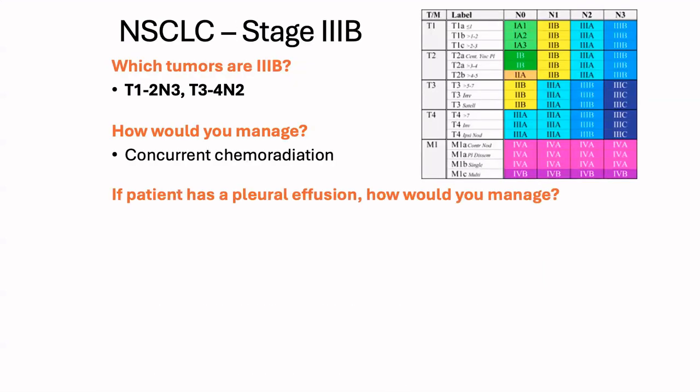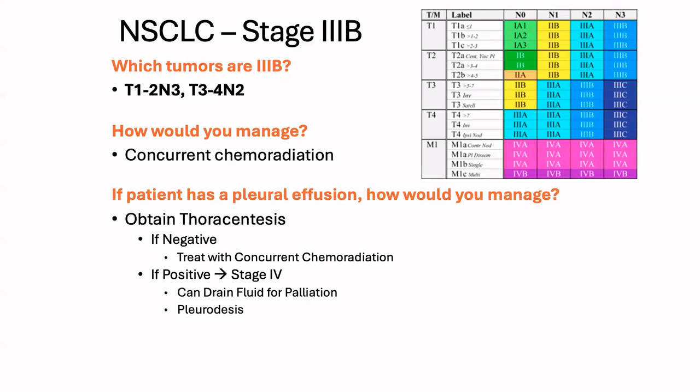So a stage 3B patient, for example, as we discussed, would have more advanced T stage and N stage, like a T3-4 N2, and those patients can be treated up front with just concurrent chemotherapy, chemoradiation.